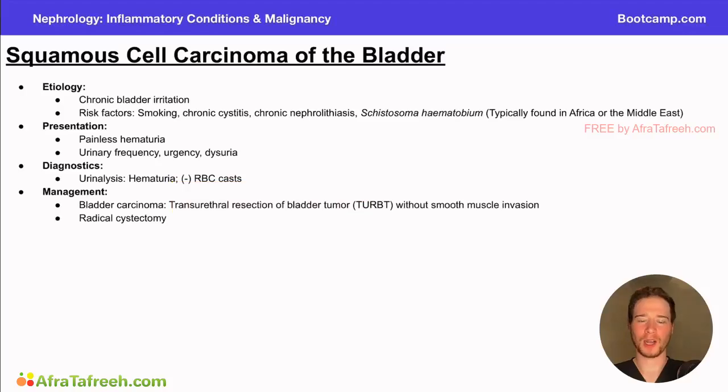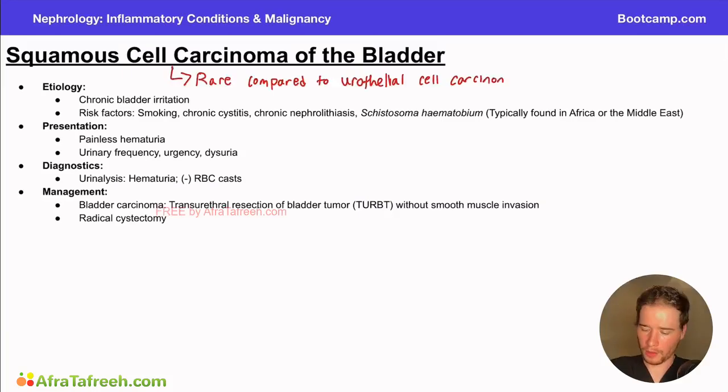So in this video, we're going to talk about squamous cell carcinoma of the bladder. If you were following along, you recall that in the last series, we said that the transitional cell carcinoma, or the urothelial cell carcinoma, of the bladder was the common one. It's very common in the bladder. It can occur in other places. Squamous cell carcinoma can also occur in the bladder. However, it's much more rare compared to urothelial cell carcinoma.